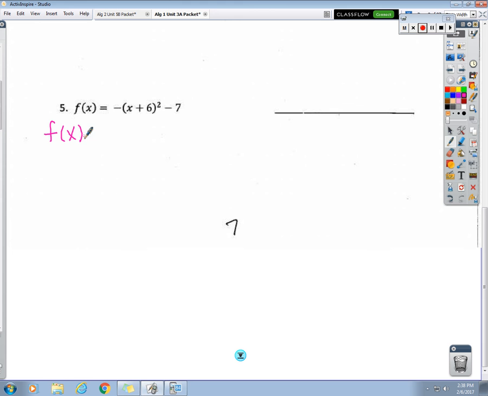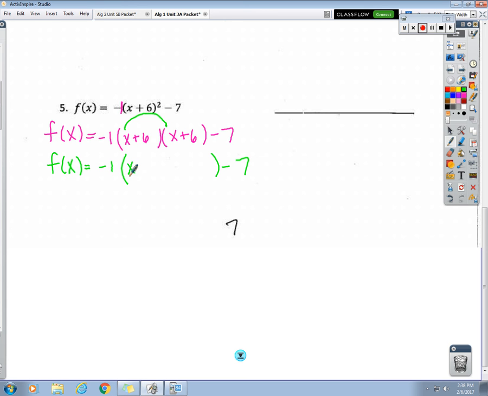F of x equals, this is a negative 1. And even though normally we don't write ones, I might in this case, just so you don't forget to distribute it at the end. X plus 6 squared means x plus 6 times x plus 6. The reason I write it out twice is because in the very next step, I'm going to distribute it. Or some people call this FOIL.